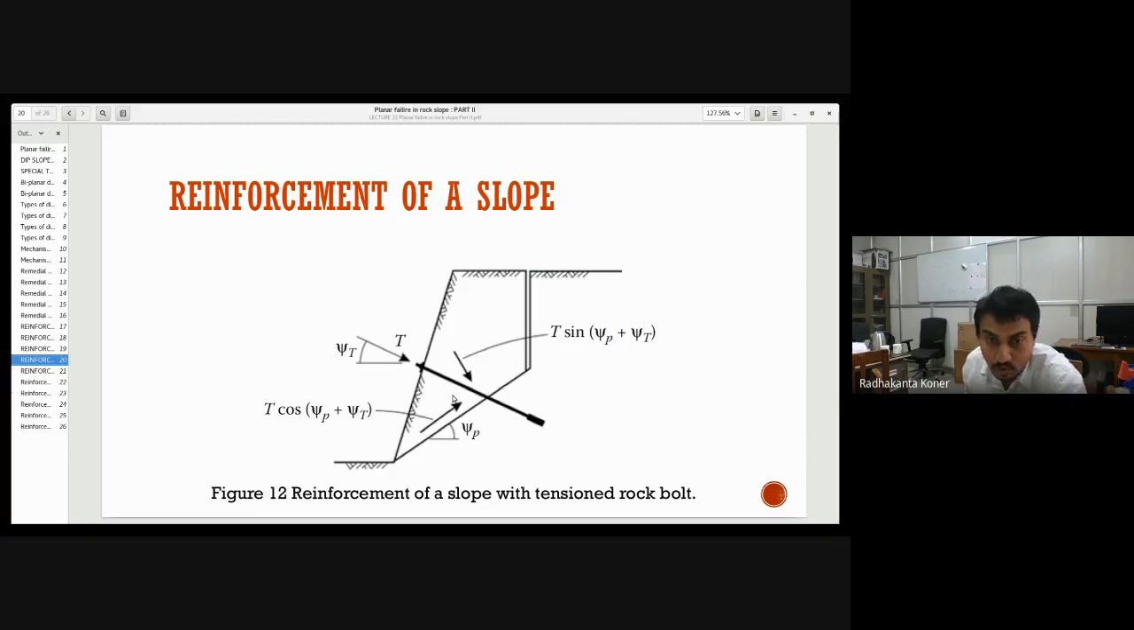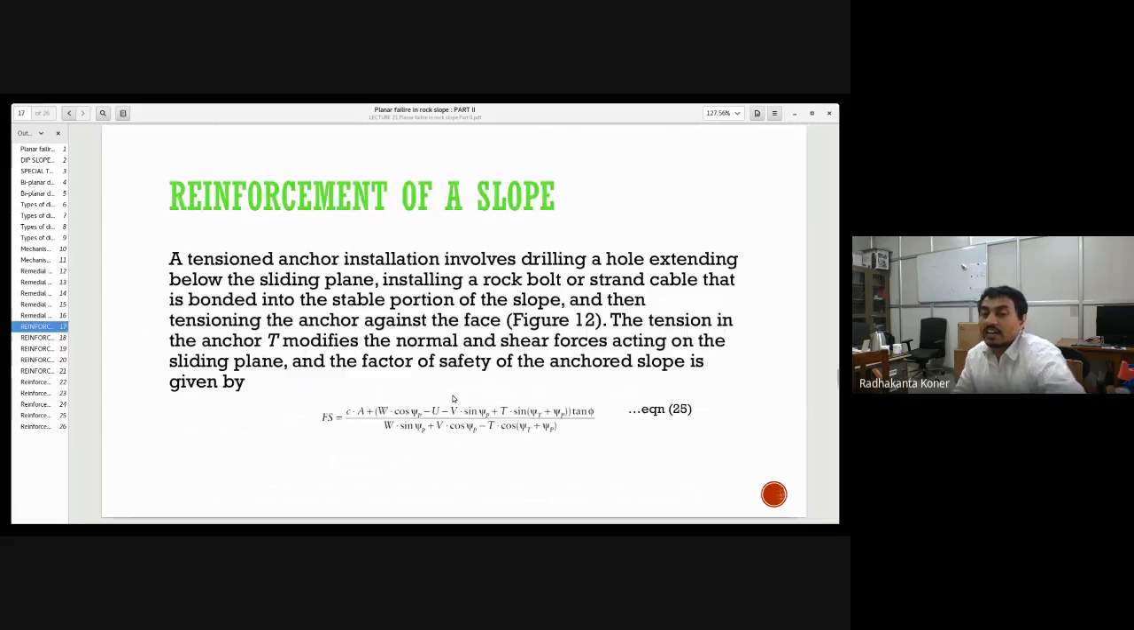So if this is true, then our factor of safety expression will be like this: CA, the cohesion, will not be altered; W cos psi p minus U minus V, that was the initial one, due to the presence of water. Now this is enhanced: T sin(psi t plus psi p) multiplied by tan phi. This was the initial one due to the presence of water. Now this shearing amount is also reduced: T cos(psi t plus psi p).